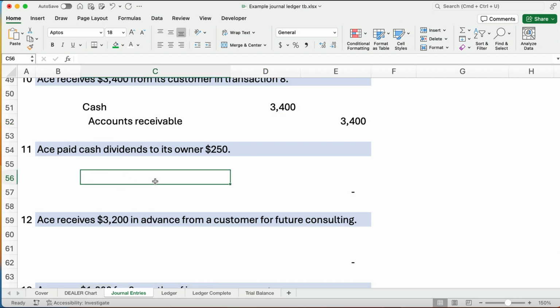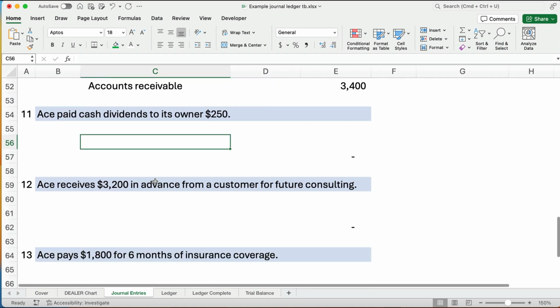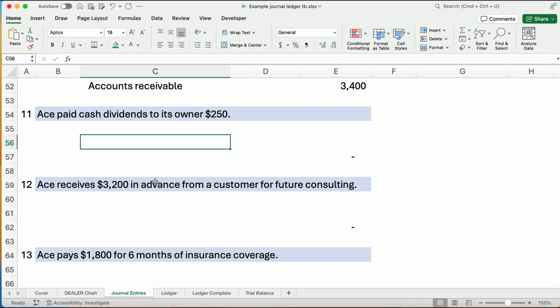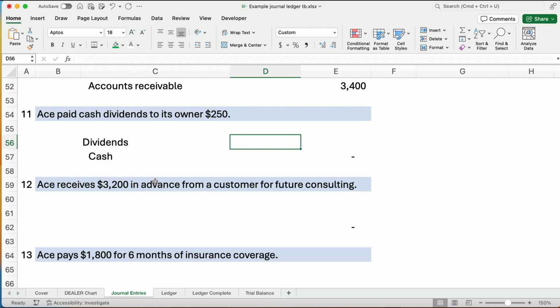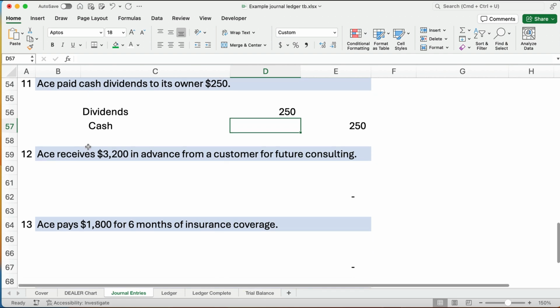All right, item 11. ACE pays cash dividends to its owner for $250. So we're going to debit. We have a dividends account, and we're going to credit cash. We're paying cash, so always credit when you pay cash. And the amount is $250. So dividends and cash explains what happens here. Now, dividends is not an expense. It's a contra equity. It reduces equity. The owner can put money in. It's not revenue. The owner can take money out. It's not an expense. It's an owner transaction.